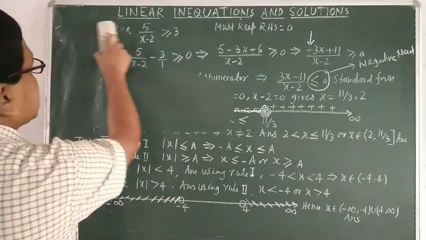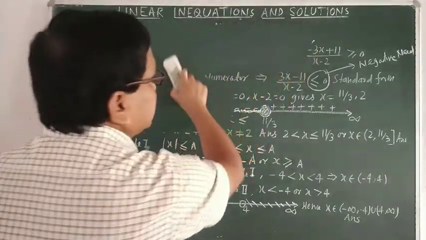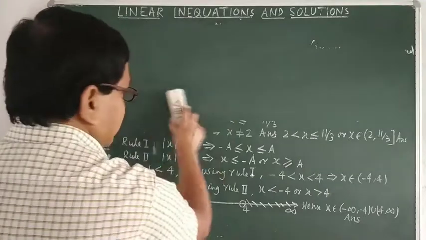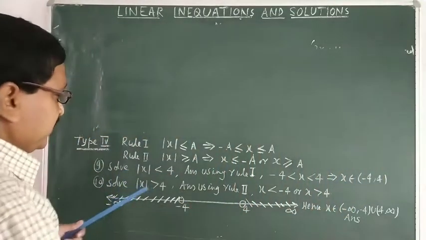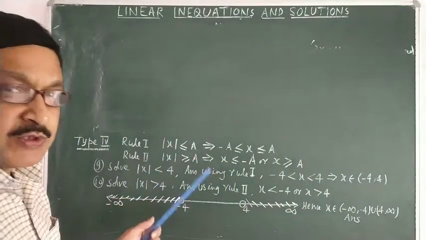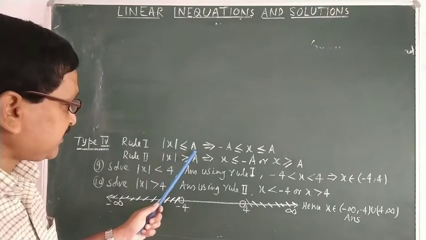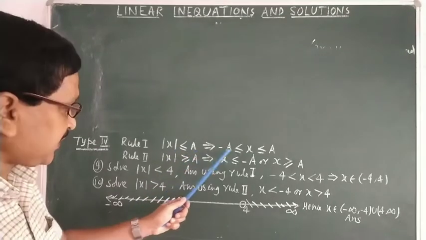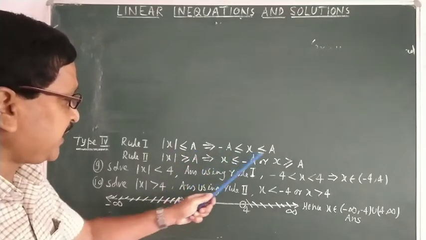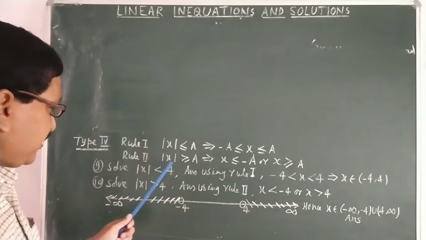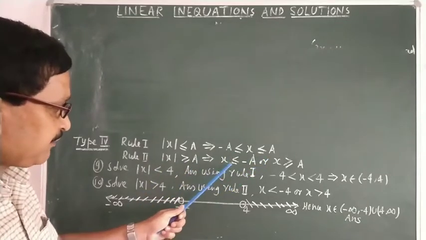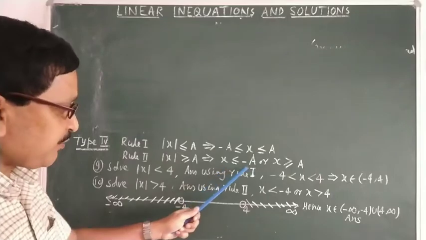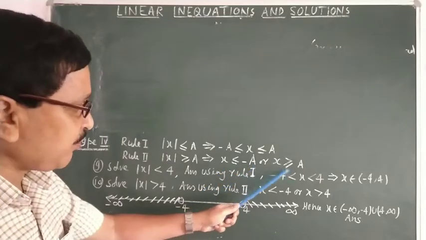Type 4 is the modulus type. This is based on modulus. If you see this, there are two rules. If modulus of x is less than a, then your answer x will lie between minus a and a. And if modulus of x is more than a, your answer will be x smaller than minus a or x more than a.